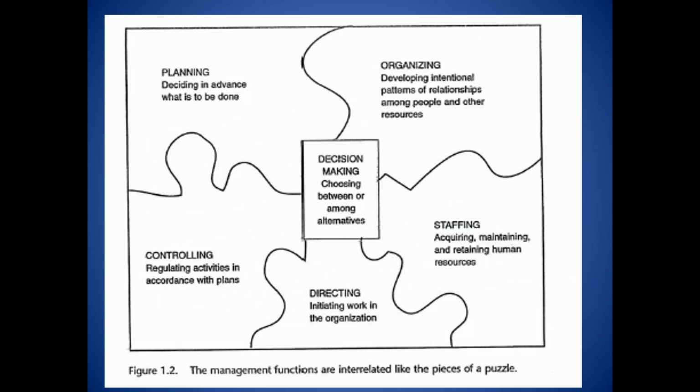I think the central focus in managing organizations is making effective decisions. And typically when we talk about management, we can talk about 5 areas that contribute to effective decision making. Those areas are planning, deciding in advance what we're going to do; organizing, developing relationships among the people and other resources to achieve those outcomes; staffing, the human resources that are necessary to implement our plans; directing, how do we supervise people to implement what we want to accomplish; and finally controlling, regulating activities to achieve our outcomes.